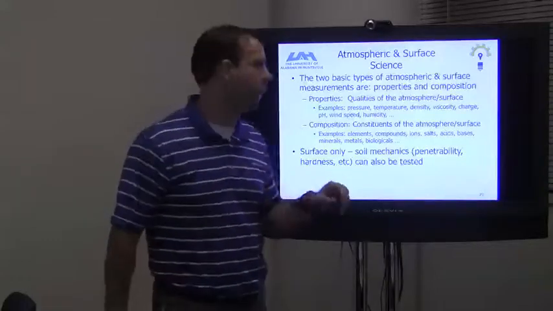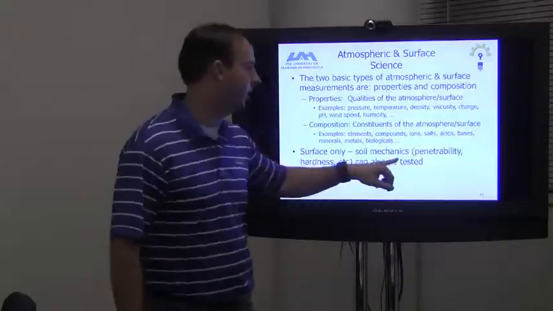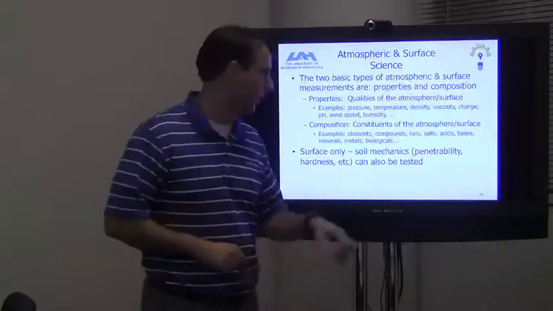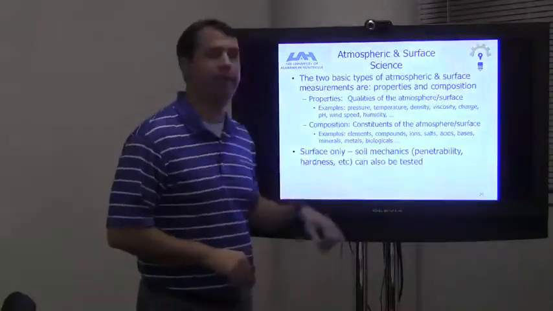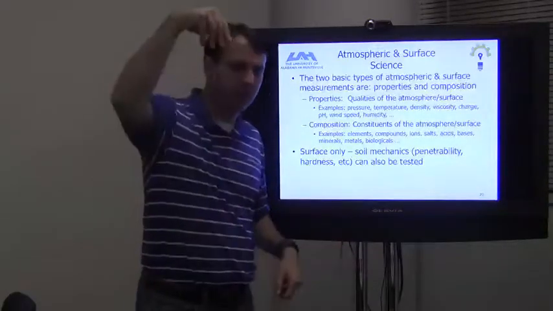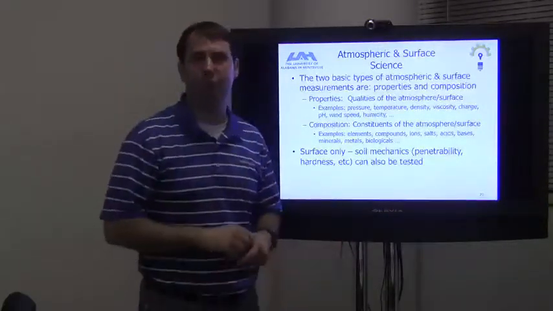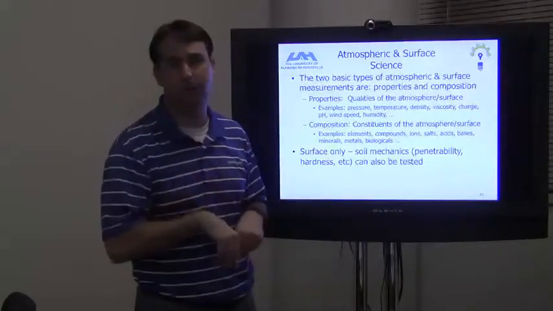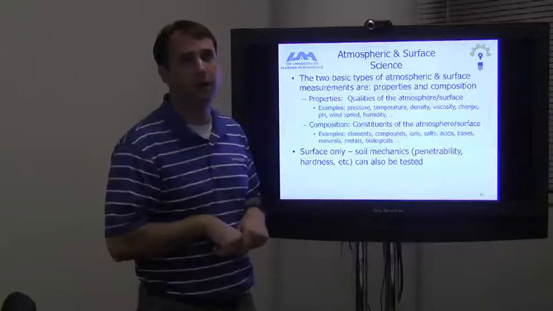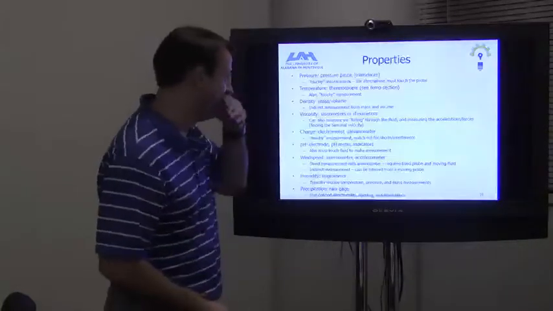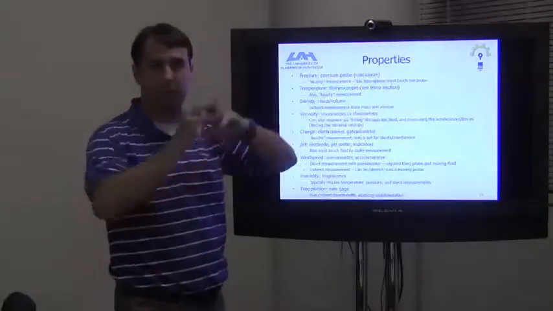Now for the surface only, you wouldn't do this in the atmosphere, but for surface only, you can look at soil mechanics. You can look at penetrability, hardness, that type of thing. There's no hardness to an atmosphere. That's why it doesn't apply to atmosphere, but you can hit it with something and see how the soil reacts. We haven't done that yet on Venus. We've only set a few things down on Venus, and we've never done any soil mechanic measurements on Venus, as far as I know.